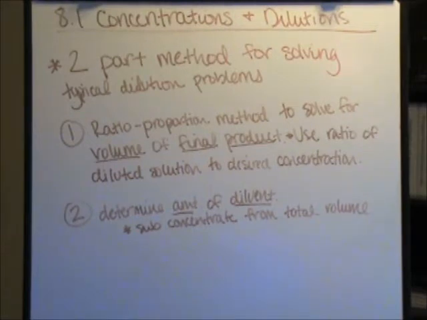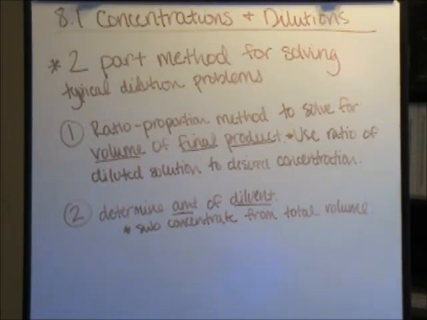It's going to be easiest when we're looking at these to solve, typically with the ratio proportion method. And you can see on the marker board that this is typically a two-part process. The first part is going to use the ratio proportion method to solve for the volume of the final product, and it's going to do that by using a ratio of diluted solution to desired concentration. And that's really important to keep in mind when you're reading through the story problem. The second part is going to determine the amount of diluent by subtracting the concentrate from the total volume.